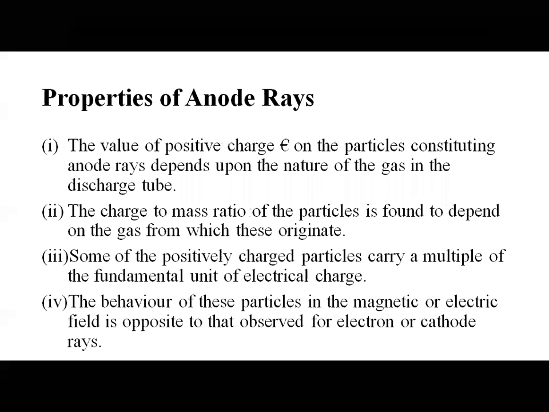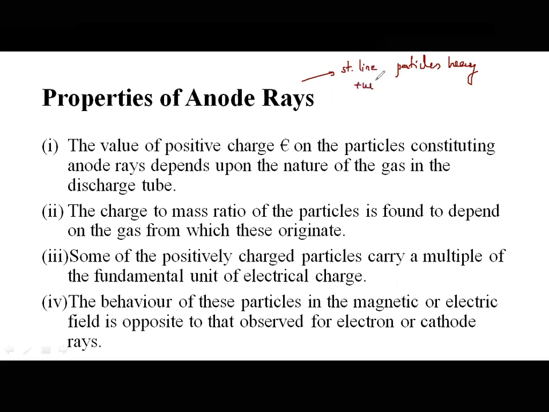Okay. So what are the properties of anode rays? Anode rays also travel in a straight line. Yes, they hit the zinc sulfide screen in a straight line. Then these were also made up of particles, heavier particles. Okay, this was the conclusion. These were carrying positive charge. Why do we say they were carrying positive charge? They were moving away from the anode.